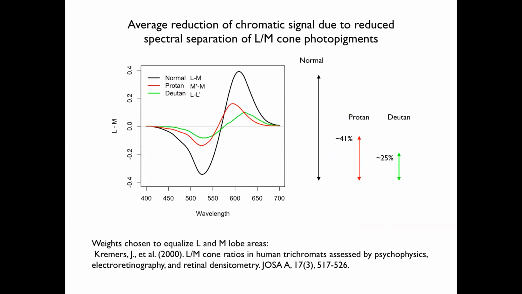And our analysis, using DeMarco, Pokorny, Smith fundamentals as an average anomalous observer, with full knowledge that there are great individual differences because of photopigment opsin base substitutions, etc. But looking at the expected chromatic signal on the LM cardinal direction, you could see this reduction in the difference of the L and M, or the M prime, M and the L and L prime cones. And if we just look at the peak to trough separation with respect to normal, we'd expect on average a 41% reduction for the protan and 25% for the deutan. So this is the reduced input signal.